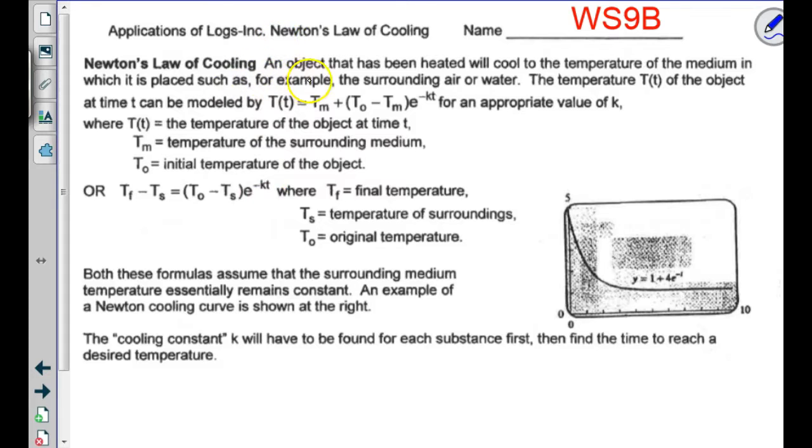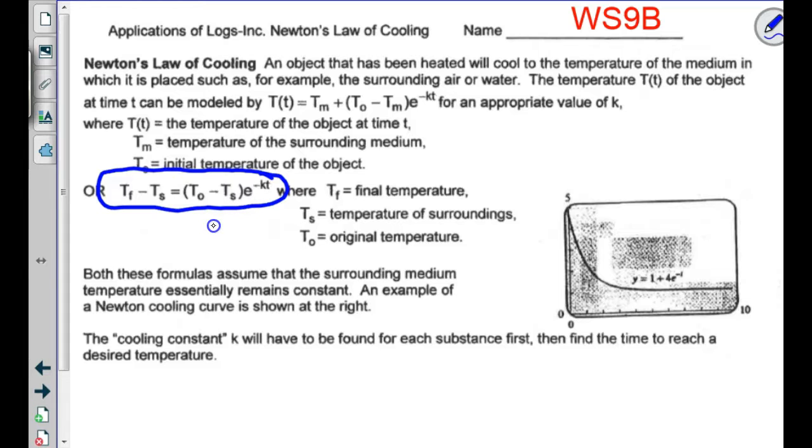Newton's law of cooling says an object that has been heated will cool to the temperature of the medium in which it is placed, such as the surrounding air or water. The temperature of an object at time t can be given by this, or this, and we're going to use this one. This is the one that will be on the quiz question. It's typed right in the question. I think it's also on your pink sheet.